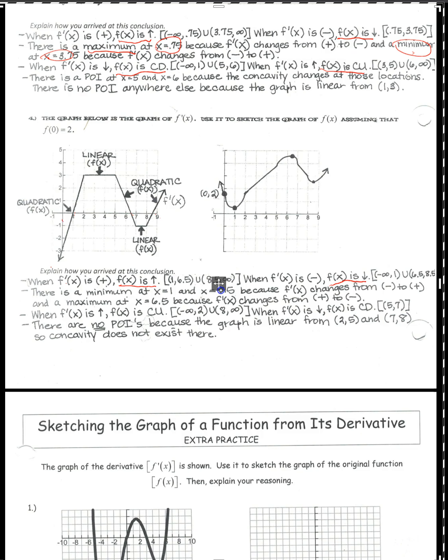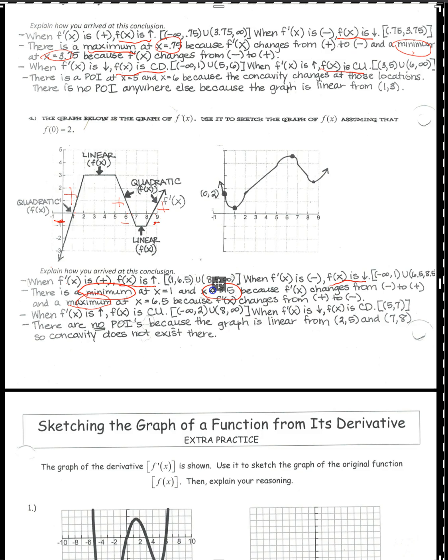Because we change from negative to positive at x equals 1, that means there would be a local min. And that same thing happens right there, from negative to positive. So around 8.5 we'll have a local min. Around 6.5 we change from positive to negative, so that's going to be a local max.